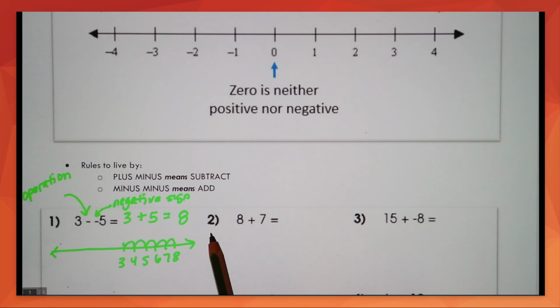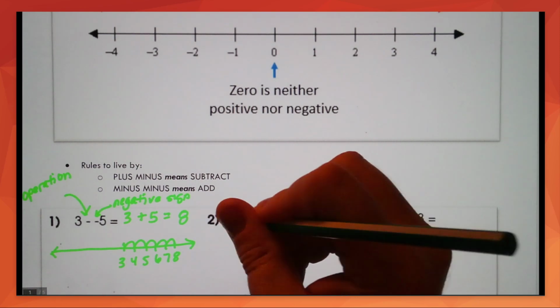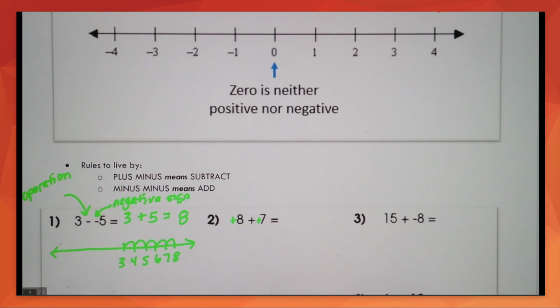Okay, so let's move on. Number 2 is just 8 plus 7. Now, you might be wondering, if 8 and 7 don't have a symbol in front of them that says they're positive or negative, how can you assume? Well, it's just something that we do in math. We leave off that plus sign. This is really +8 plus +7.